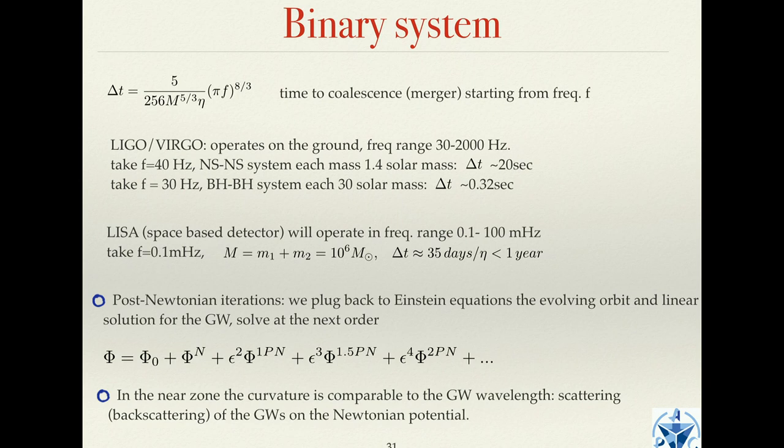If you take LISA, LISA will operate in a frequency range between 0.1 and about 100 millihertz. And if you take an initial frequency of 0.1 millihertz, and we will talk about LISA a bit later, but the masses there we're talking about are a million solar masses. It's massive black holes. And if you do the same estimation, you will find that delta T is 35 days divided by eta. I did not specify what the mass ratio is here. So it's less than a year. It's a significantly larger duration of the signal in the LISA band as compared to LIGO Virgo on the ground.